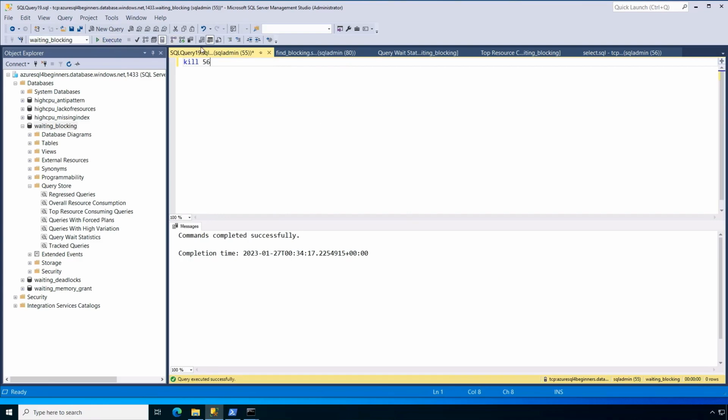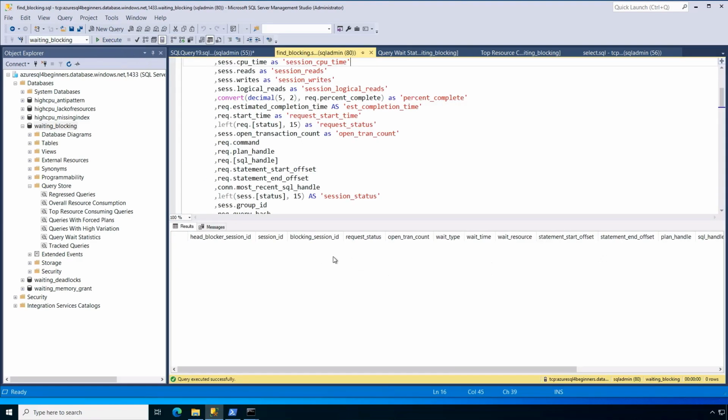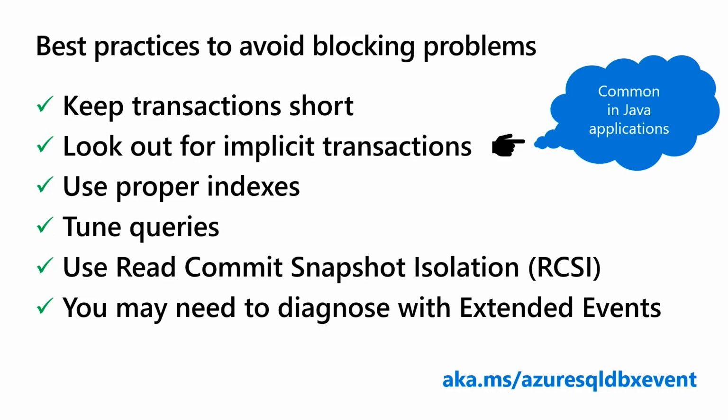Now what it's going to do is roll back the transaction of that lead blocker. And if you run this blocking script again, now the blocking problem has been resolved. This is an example of getting immediate relief. So we've seen a blocking problem occur by looking at DMVs. We know how to have immediate relief, but we need to know how to avoid this in the future. So here are some best practices to avoid blocking problems.